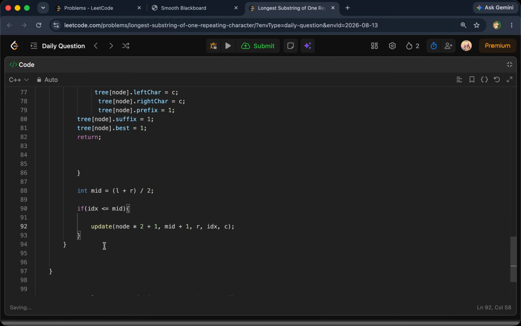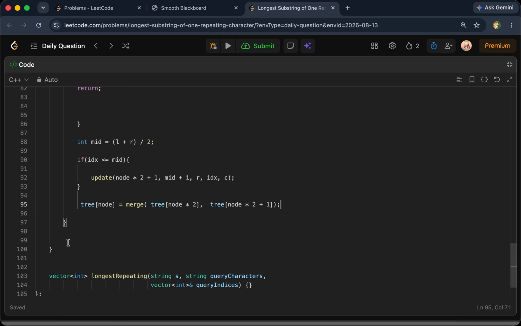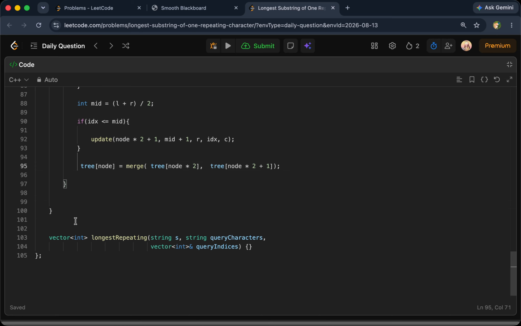Okay, it was clear. Then we go to here. Command C, command tree is equal to merge, v 3 node, I think node into 2, 3 node into 2 plus 1. So it was clear. Then index queries.